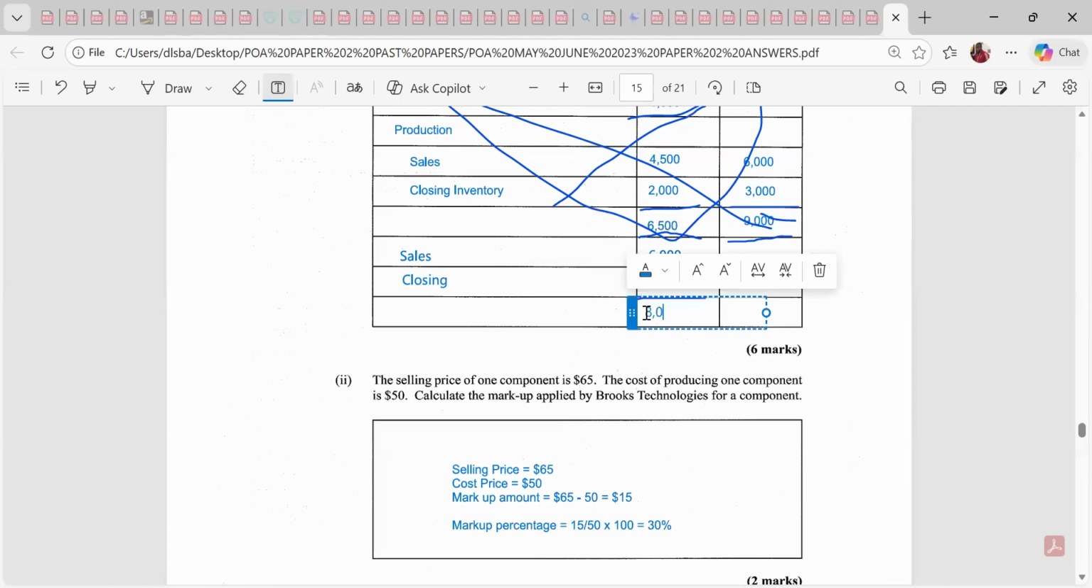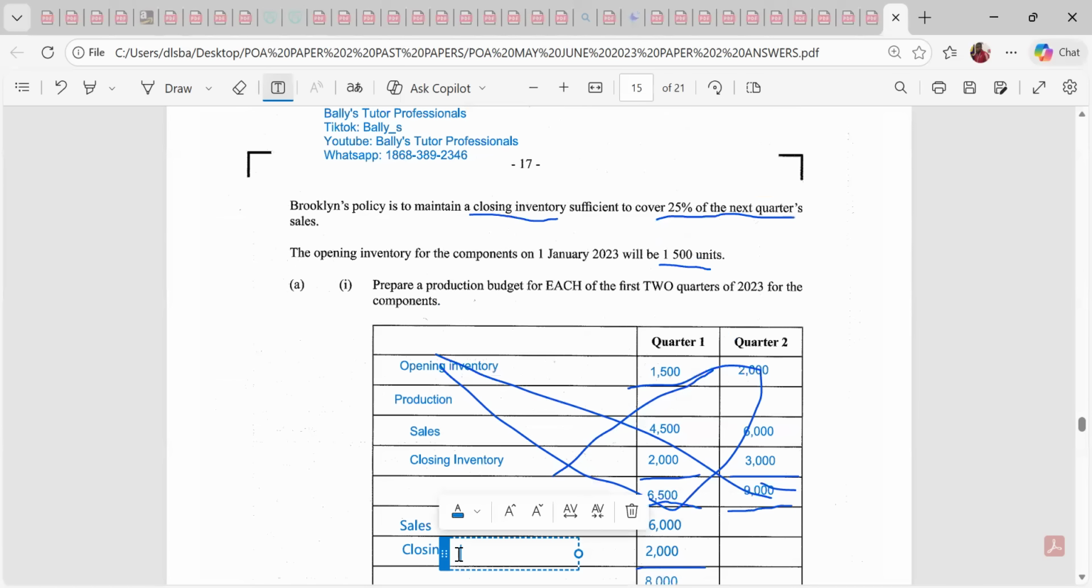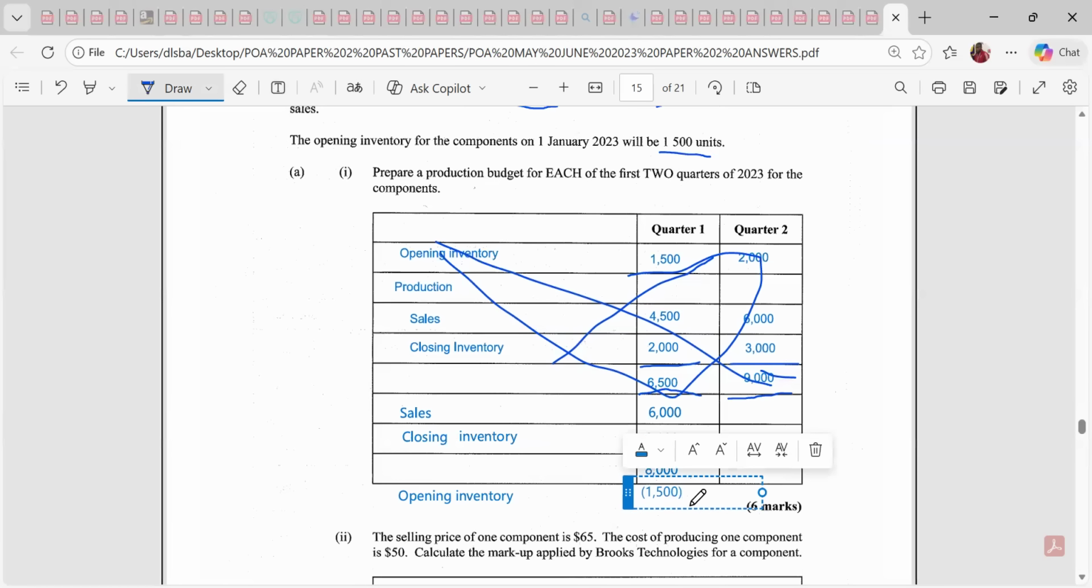The question says that on the 1st of Jan, I had opening inventory of 1,500. So I need 8,000 in all, but I already have 1,500 in opening inventory. So the total I need to make is 8,000 minus the 1,500 I already have, which is 6,500.